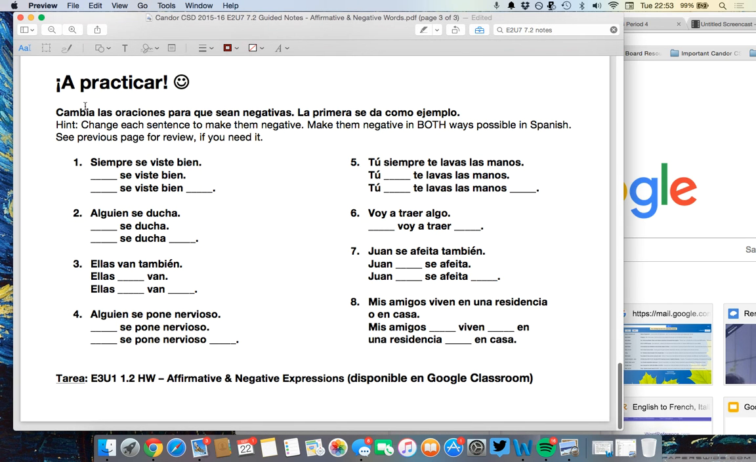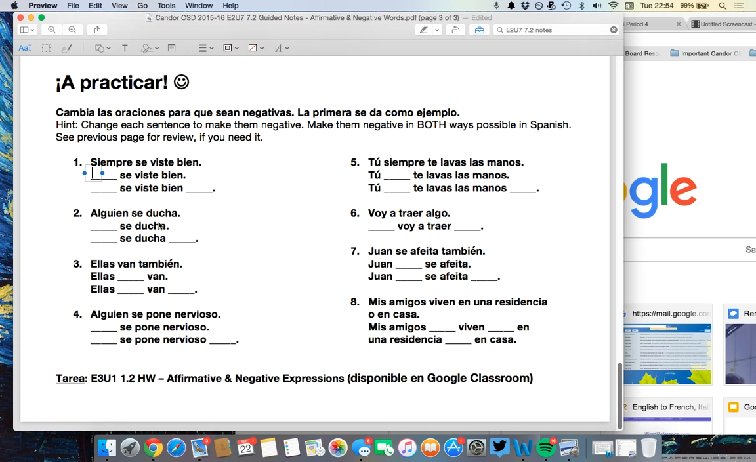Okay, a practicar. We'll do the first one together. So it says, change each sentence. Cambia las oraciones para que sean negativas. La primera se da como ejemplo. So the first one we're going to do together, right? So siempre se viste bien. So she always dresses well.